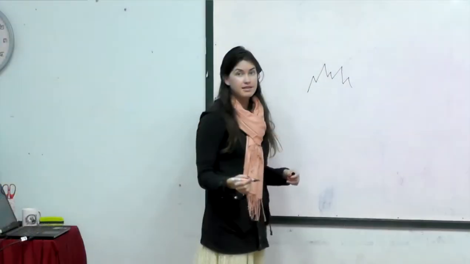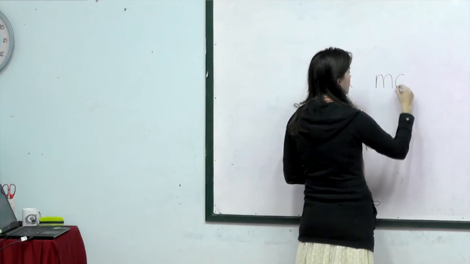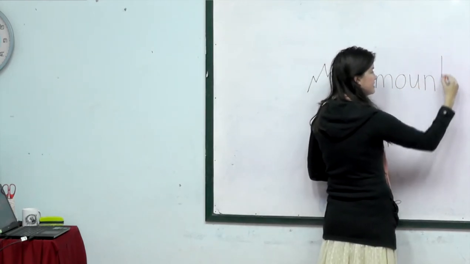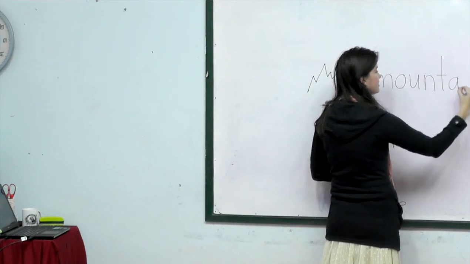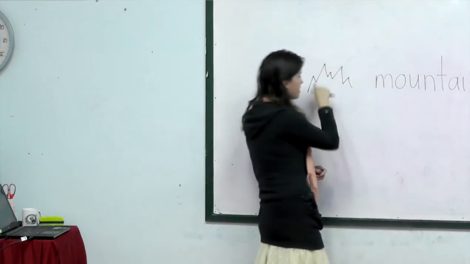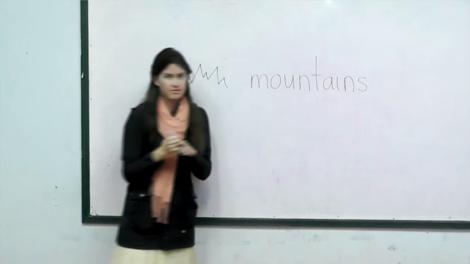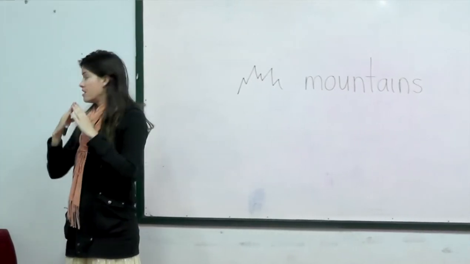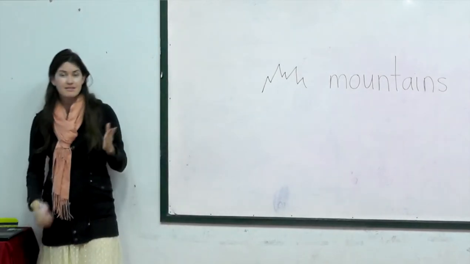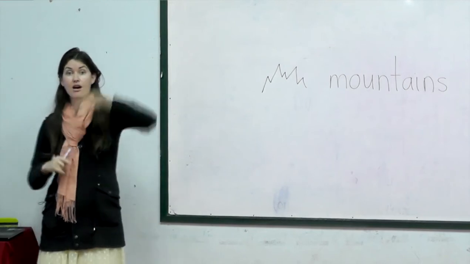Can you help me spell mountains? M, O, U, N, T. Okay. And I've got more than one, so I'm going to add an S. Mountains. We can have just one mountain by itself, or if we have a lot of mountains, we add our S. So we've got mountains. Yeah, so mountains are very, very, very big and tall places.